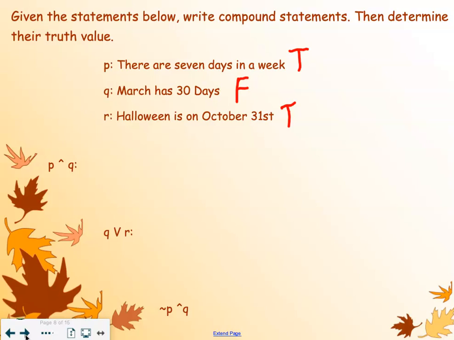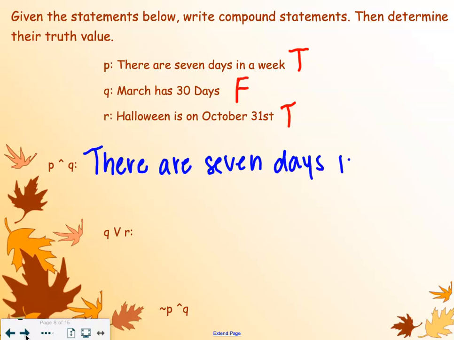Okay, this symbol here, who knows? Is it and or or? And. So now we're gonna write. Go to P. There are 7 days in a week, and March has 30 days. You have to write that out. That's what that says. You have to write the whole thing out. There are 7 days in a week.